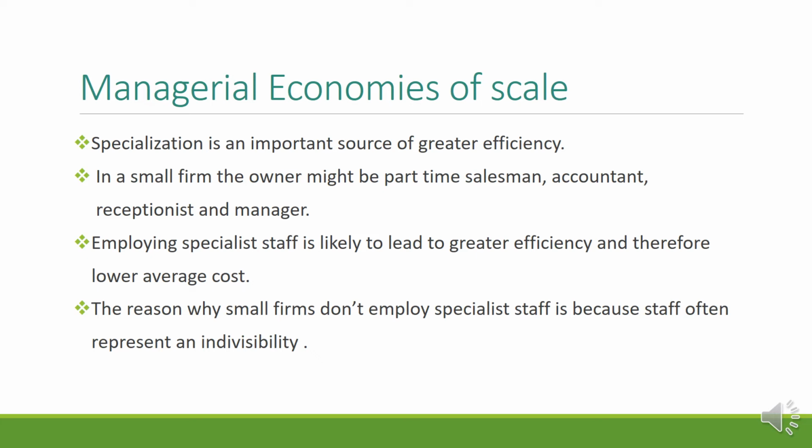The reason why small firms do not employ specialist staff is that staff often represent indivisibility. He cannot be a part-time receptionist or part-time accountant or part-time manager like that, isn't it? But the advantage is that once he employs that person, his productivity will be very high and the average cost will fall. Actually, why are large firms experiencing a fall in the average cost curve? Because of the efficient managers they are using. That's why the average cost of the product is falling, and that's why long run average cost is falling. That's why we consider that managerial economies of scale.